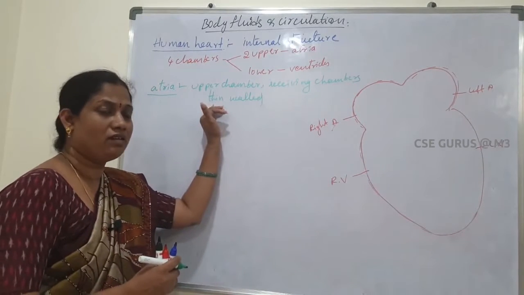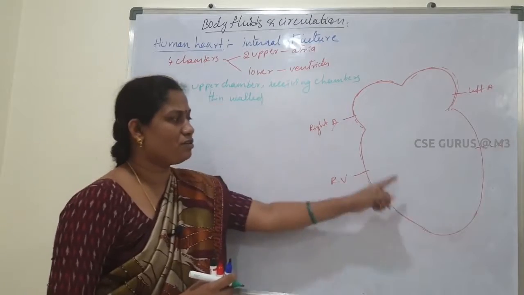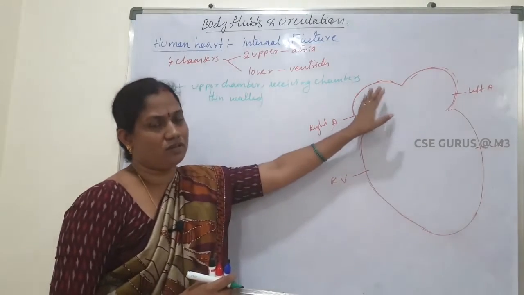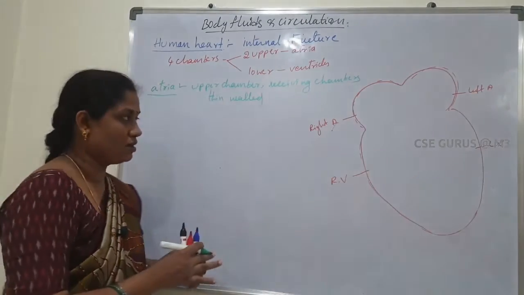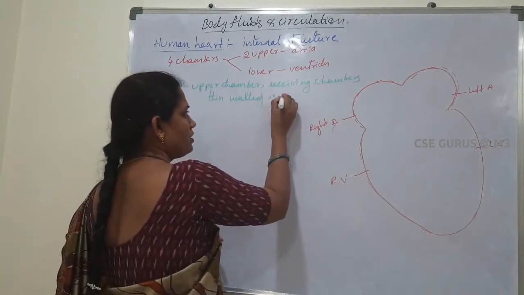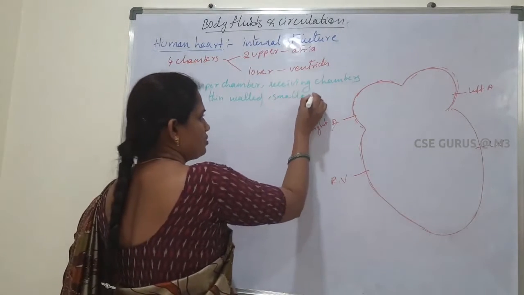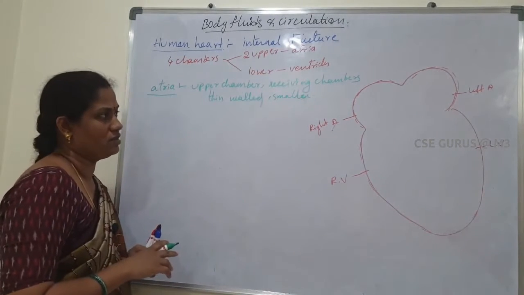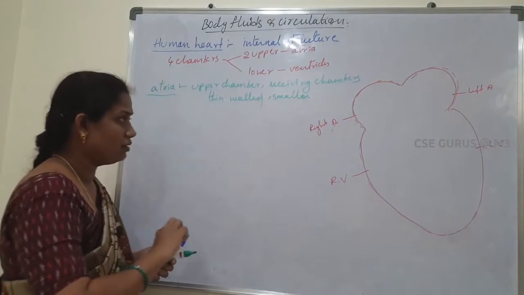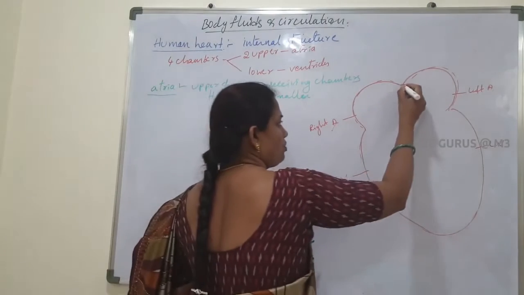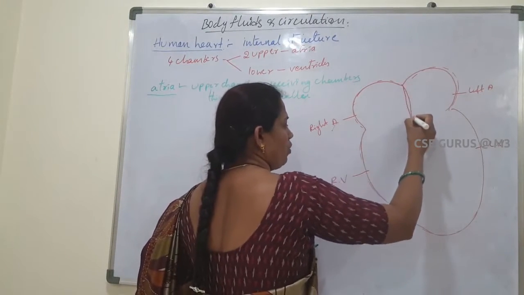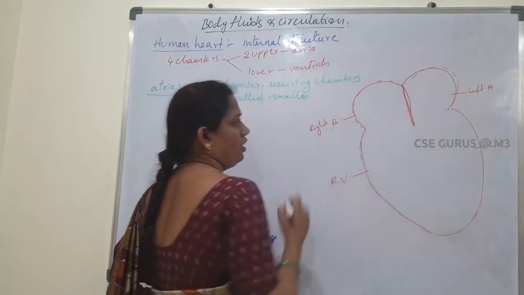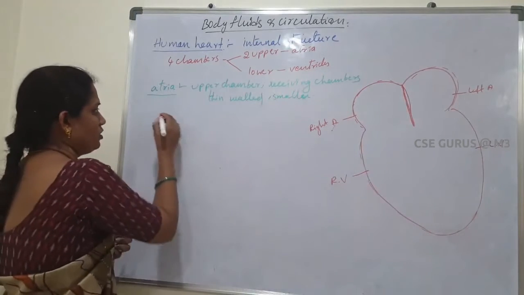Next, they have a thin wall compared to the ventricles. They are also smaller chambers compared to the ventricles. So this is about auricles. Next, internally, the 2 auricles or 2 atria are separated by a wall. This wall is called the interauricular septum.